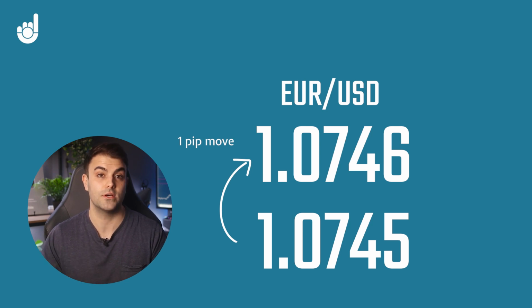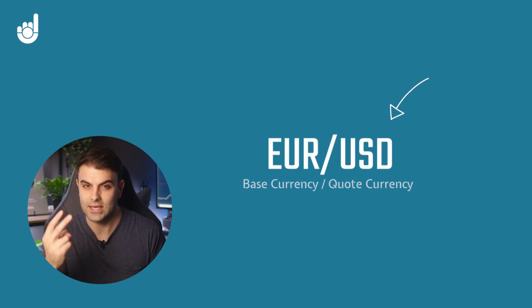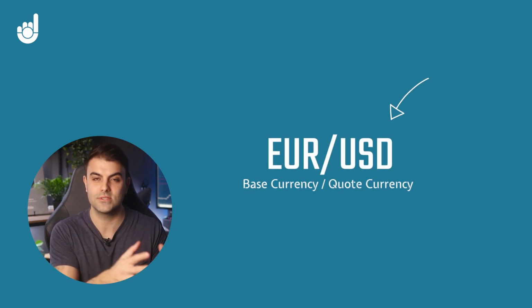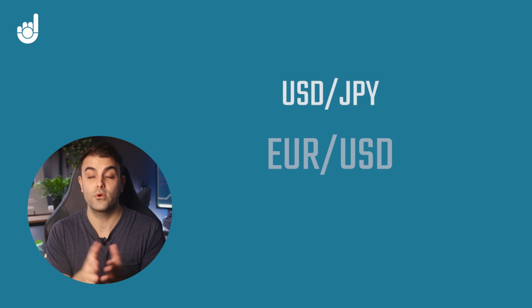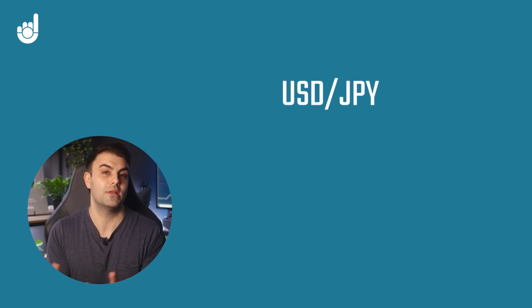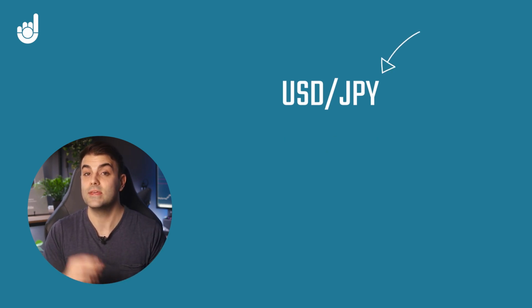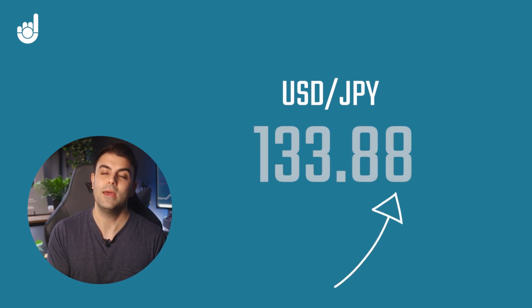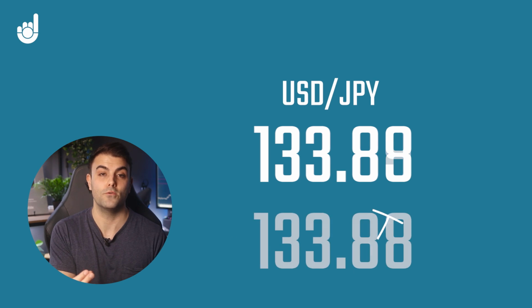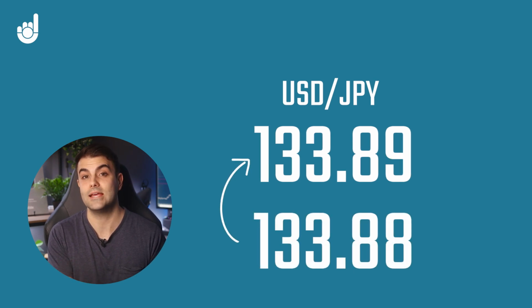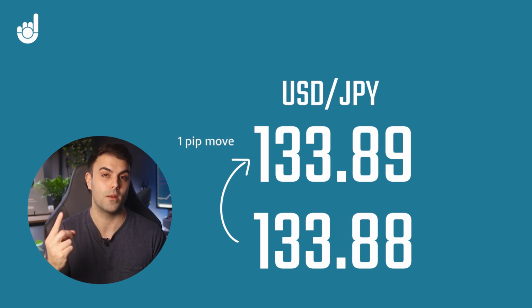Now, for some currency pairs, this will be a little bit different, particularly for pairs where a currency other than the US dollar is the quote currency, meaning the second currency in the pair. So we have the base currency and the quote currency. For example, pairs involving the Japanese yen. In those cases, when the yen is the quote currency, a PIP is the 2nd decimal place. So if the price of dollar yen moves from 133.88 to 133.89, that would also be a 1 PIP move.